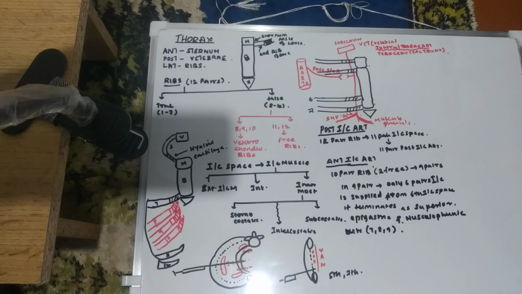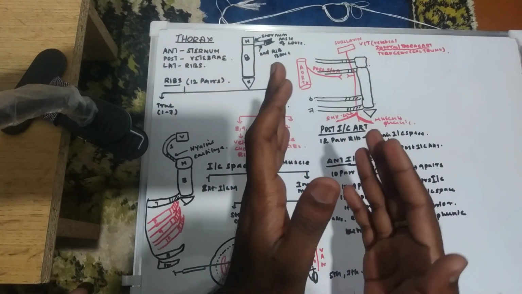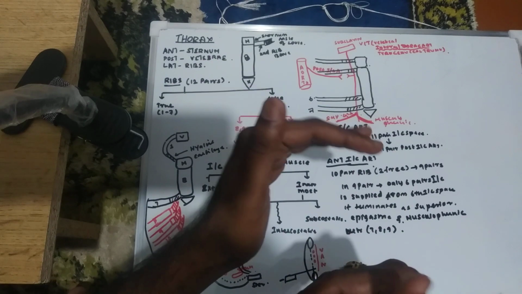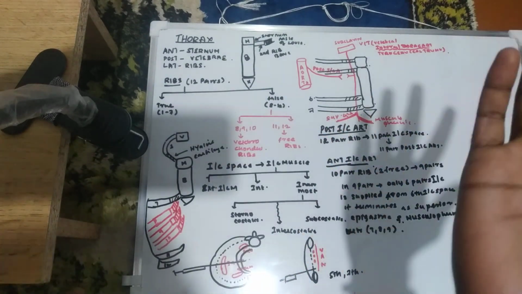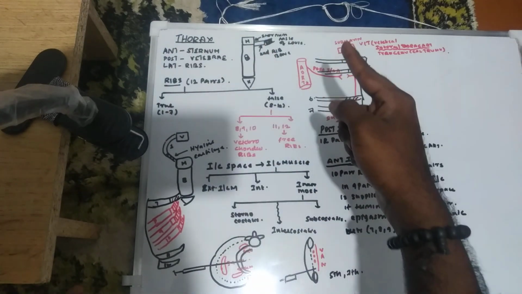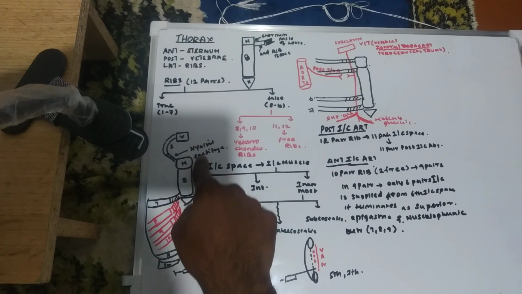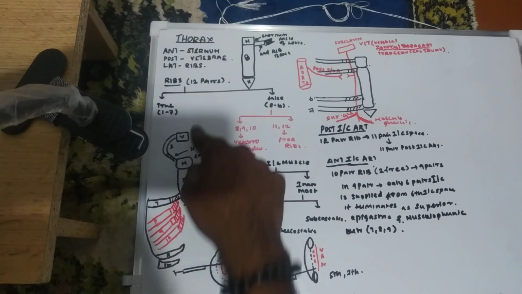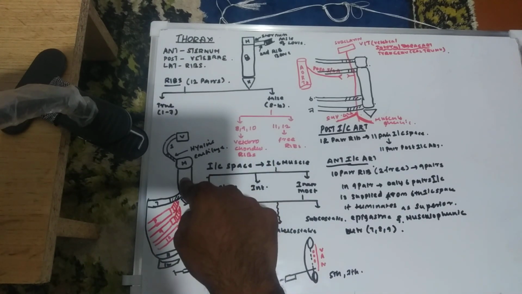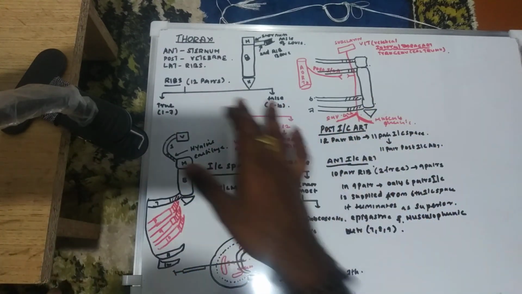Hello friends, today we'll talk about thorax anatomy, which has important points. When we go for thorax anatomy, first we have to know about the positions: anterior, posterior, lateral. Anterior will be the sternum, posterior the thoracic vertebrae, and lateral there will be ribs. When we go for ribs, there will be 12 pairs.